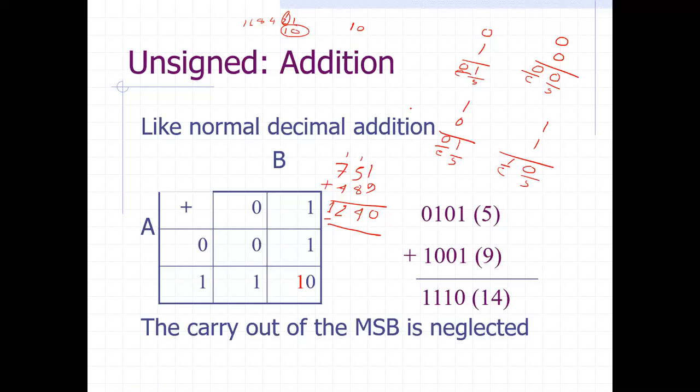1, 1, 1, 2. So 2 means 1, 0. So 1, 0, 1, 0, our result is 0. Result is 0, carry is 1. This carry is 1. So 1, 0, 0, so our result is 1.